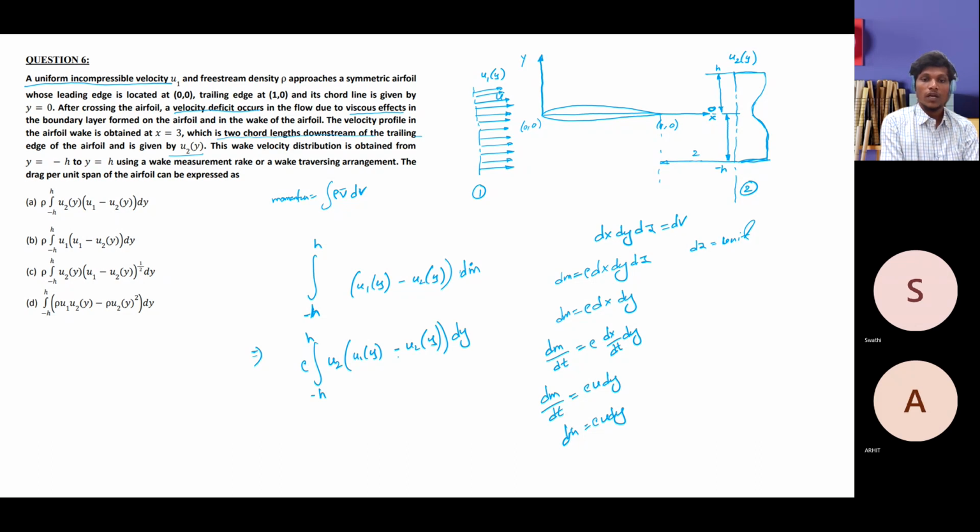So this momentum minus the same mass, rho u2, which is the mass at this particular location, multiplied with u2 at this location, that is the momentum present here. As you take the difference, you will get the momentum deficit per unit time. That is nothing but your drag per unit span, because the unit span is indicated by Z. As we already took, Z is a unit one. So this is the correct formulation, and the same thing is shown in option one.